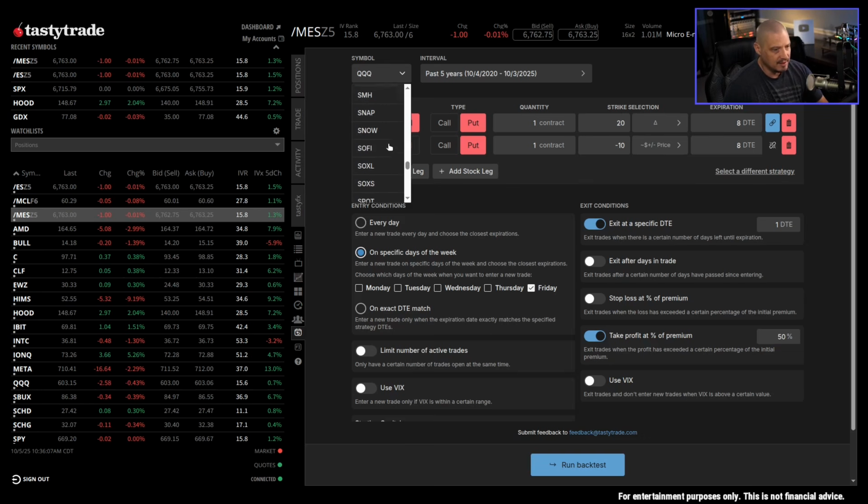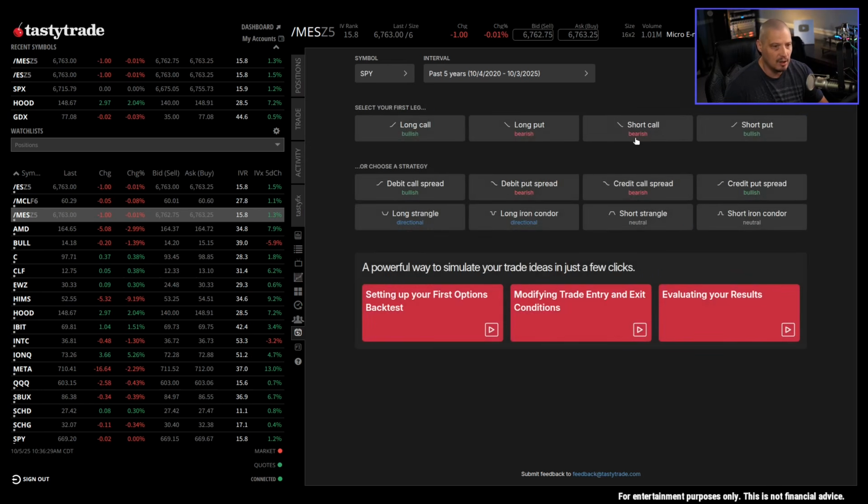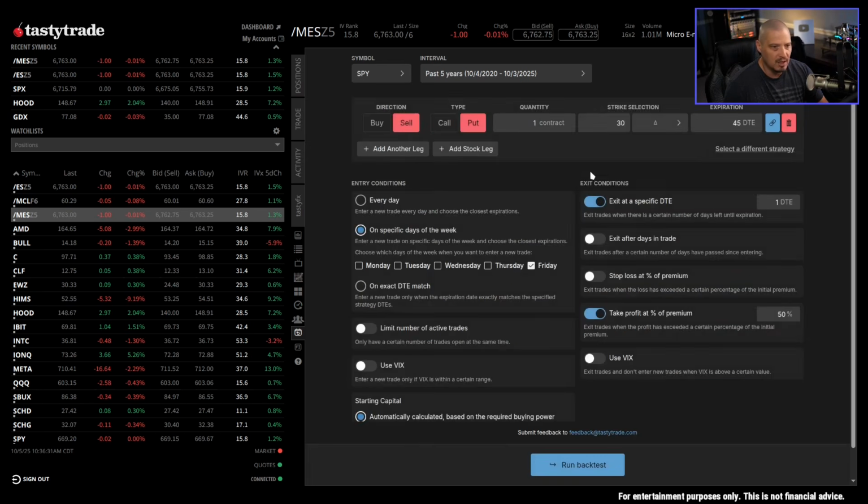Now let's do a back test. Now we can't back test the futures products themselves because each futures expiration is its own separate product. They don't match, right? The prices are different from each futures contract to the next. So we have to come up with a stock equivalent. I'll use SPY. SPY tracks the S&P 500. I'm going to do a 5-year back test, and let's do a test on a short put in SPY.